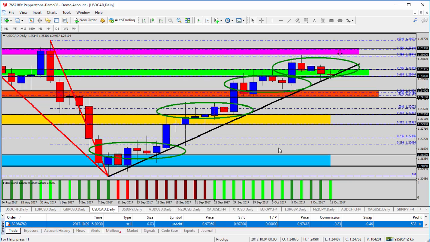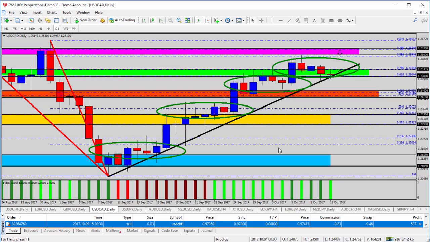We do have FOMC meeting minutes coming up at 2 p.m. later on today. That may have an effect on this currency pair as well. We have other news coming up this week that could affect this currency pair. We also know that oil's been making some moves over the past few days, and that can affect the Canadian dollar. But right now, the pattern of the trend hasn't changed.